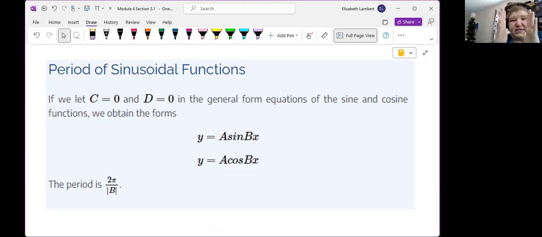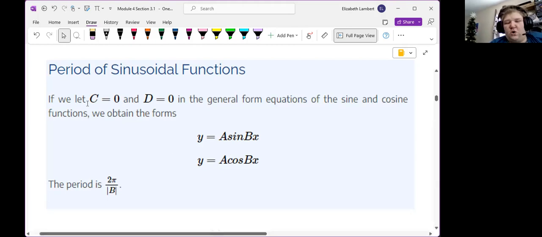So if I squash a slinky, it goes faster, but I'm not making the slinky wider. If I stretch a slinky vertically, now I've made a bigger circle. So as long as I didn't compress it or stretch it horizontally, it's going to go the same frequency. It just won't go as high and as low. So those two things are distinct.